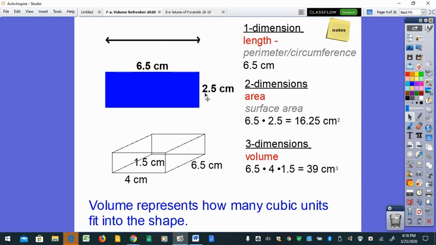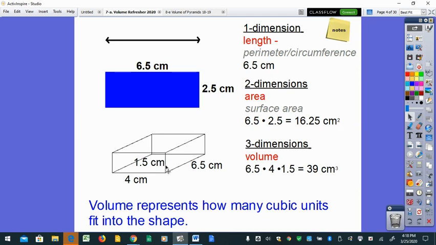So here is that singular dimension, but when we go up and down as well as left and right, we've added a second dimension. 2 dimensions are measured by area, and our unit on area would be an exponent of 2, and I like to say area square area. We're going to punch that out.